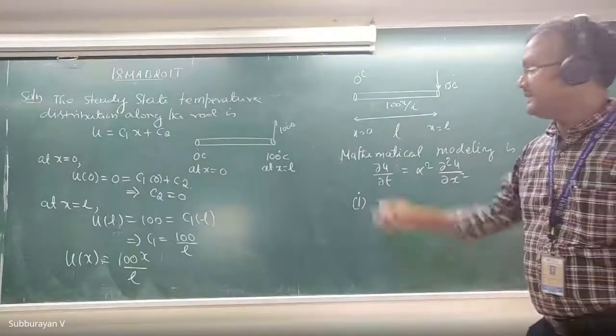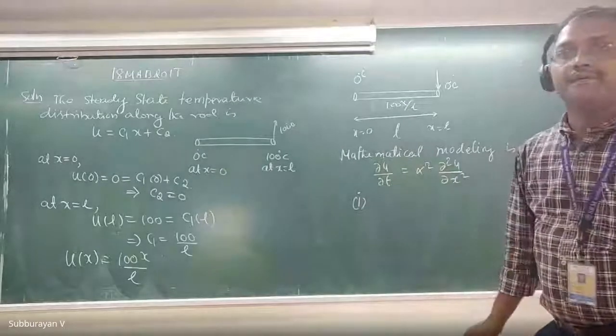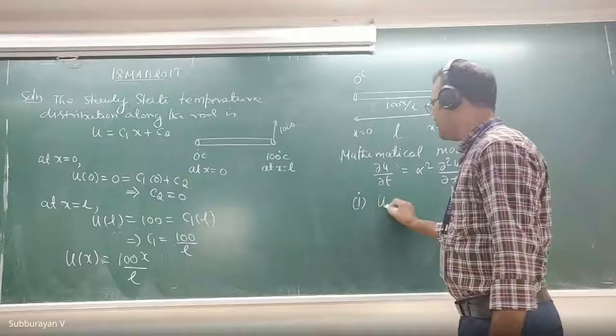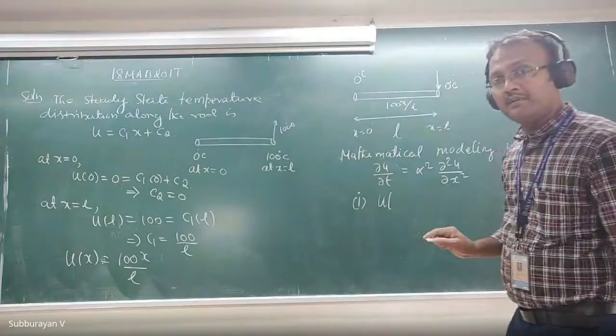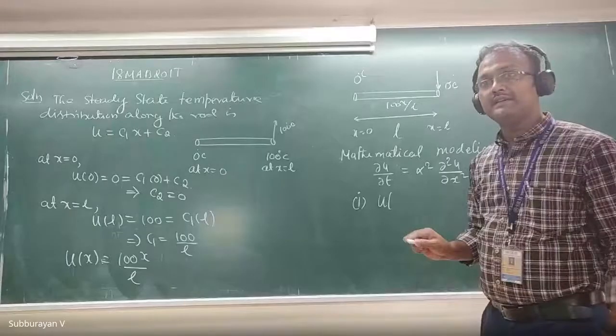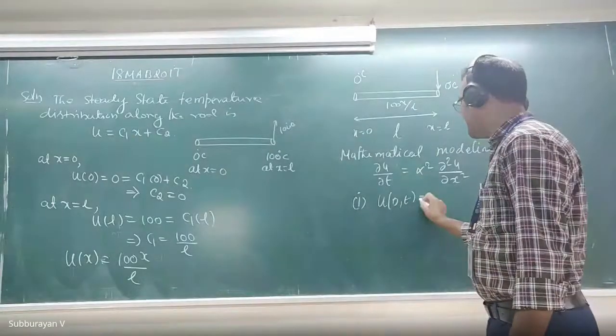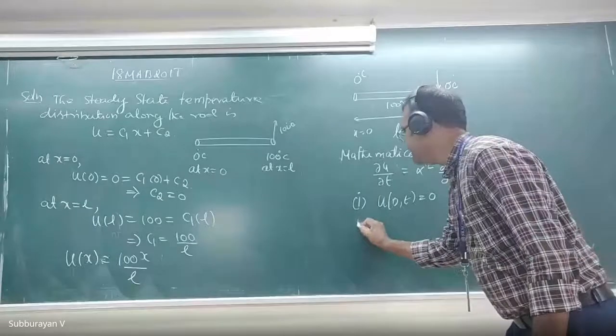What is the first condition? U of x comma 0 is 0. Yeah, this is 0. 0 comma t equal to 0. Okay.